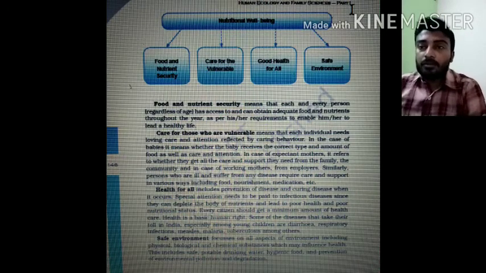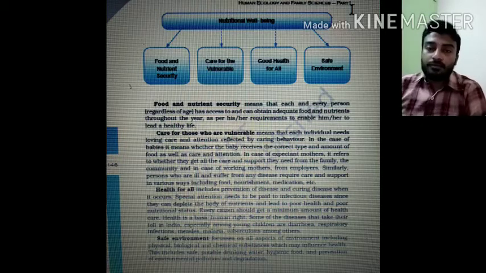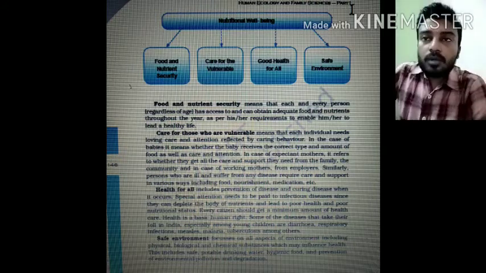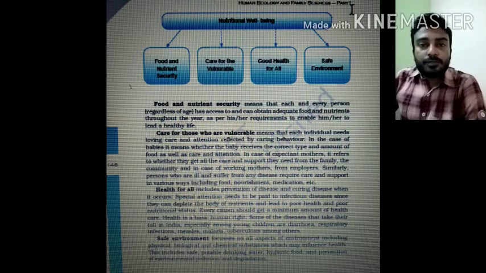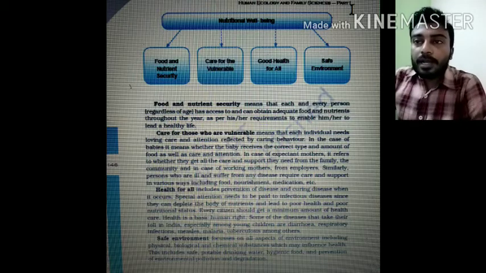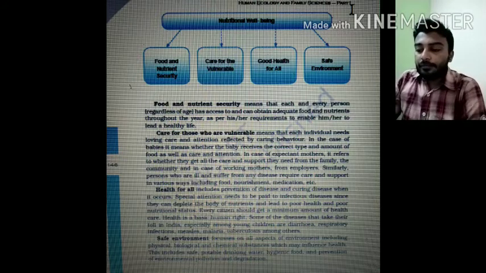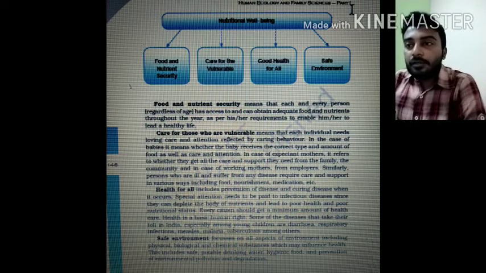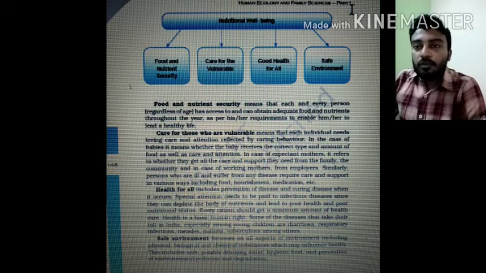Now we are going to read about the different factors affecting nutritional well-being. What are the different factors affecting nutritional well-being? The World Health Organization has listed 4 main factors that are important for nutritional well-being: food and nutrient security, care for the vulnerable, good health for all, and safe environment.